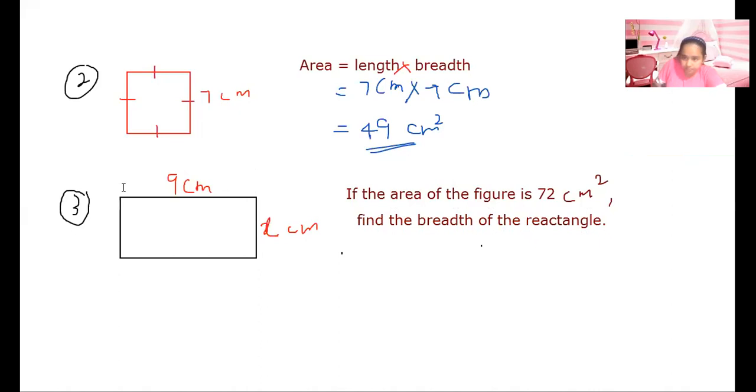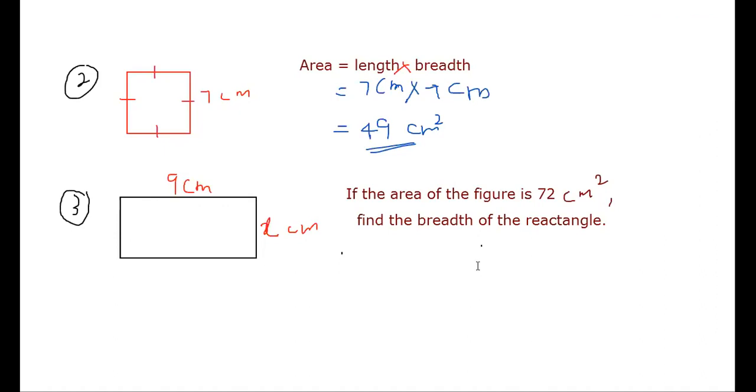Right, in this question, the area is given. Area is 72 square centimeters. Length is 9 centimeters. Breadth we don't know. In this question, you have to find the breadth. First you have to write the formula: area equals length multiplied by breadth.